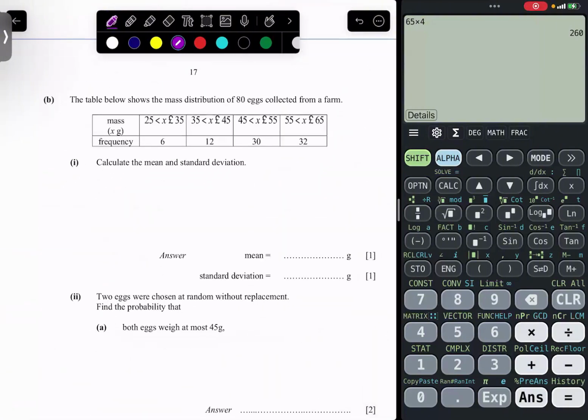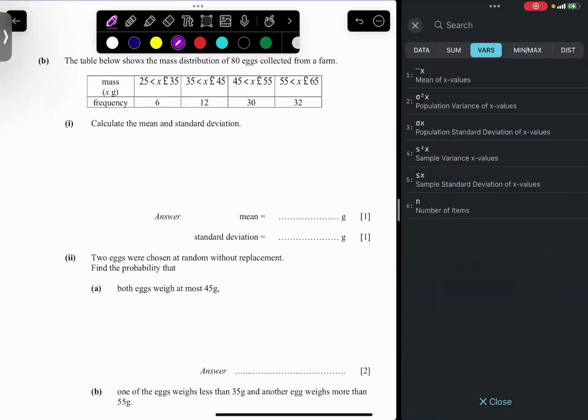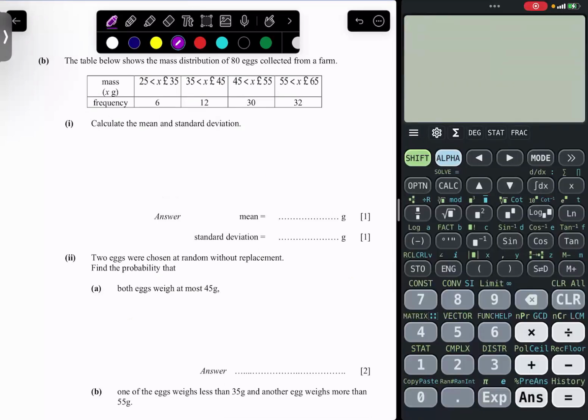The table shows the mass distributions of eggs collected from the farm. Calculate the mean and standard deviation. So this one can just leave it to a calculator to do the job. Okay, so mode, stats, data, right? Okay, we'll have 25 and 35, so in between is 30.